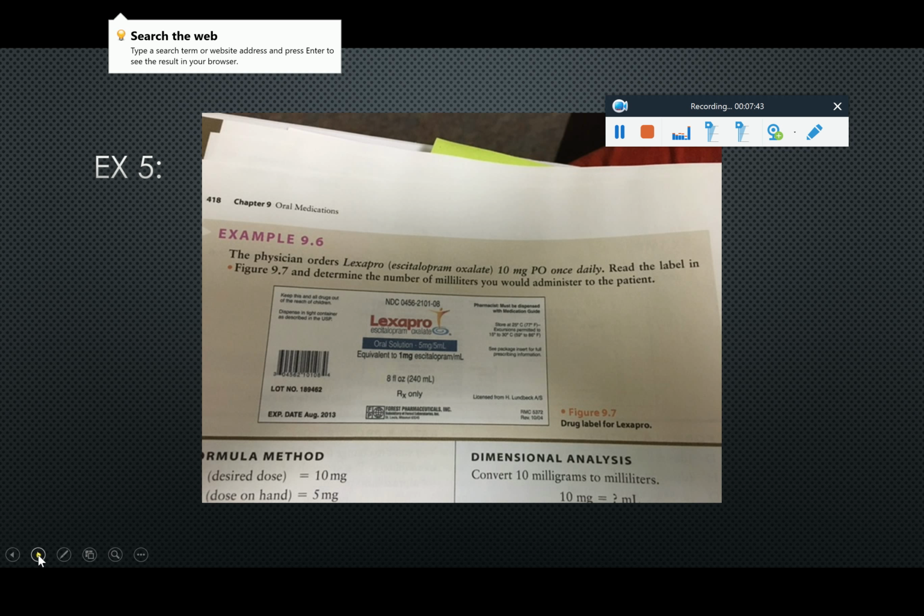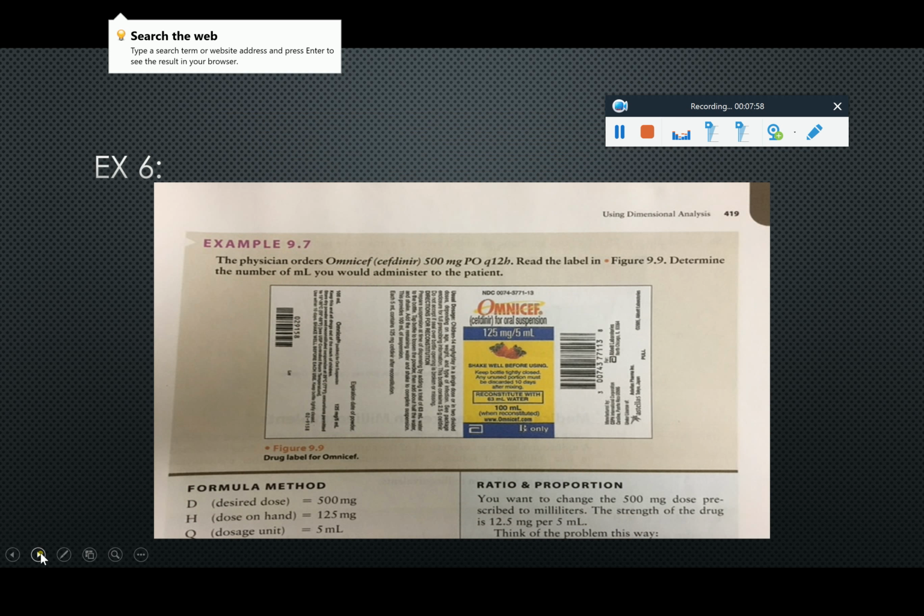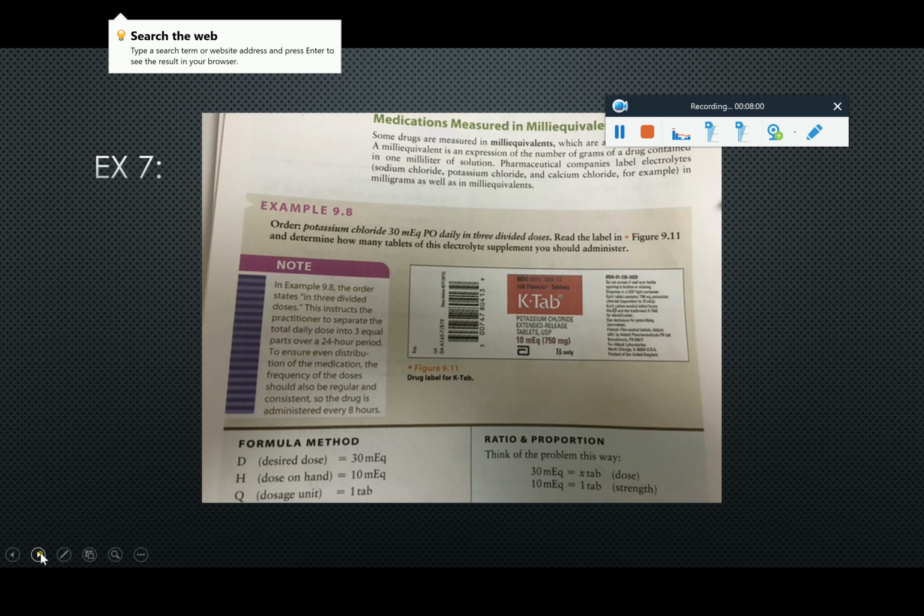So your book gives lots of directions. If the question just asks for the desired dose, you would just give me 10 milligrams, okay? And there will be some questions on the test that just ask for the desired dose. So that's just picking out what you need. And so for the most part, all of these are really the same.